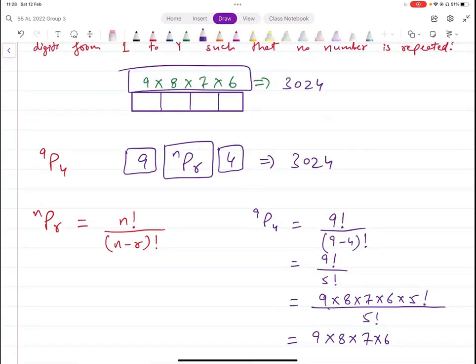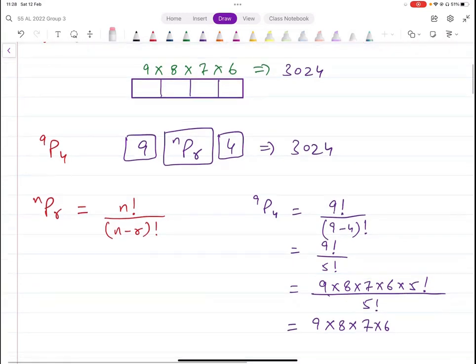This is what we are left with, and that's what we were doing here: 9 into 8 into 7 into 6. Your function does the same calculation directly. You do not have to evaluate this manually; you do it with the calculator. You will just input 9, then P, then 4, and you'll get that number directly. This is just for understanding.